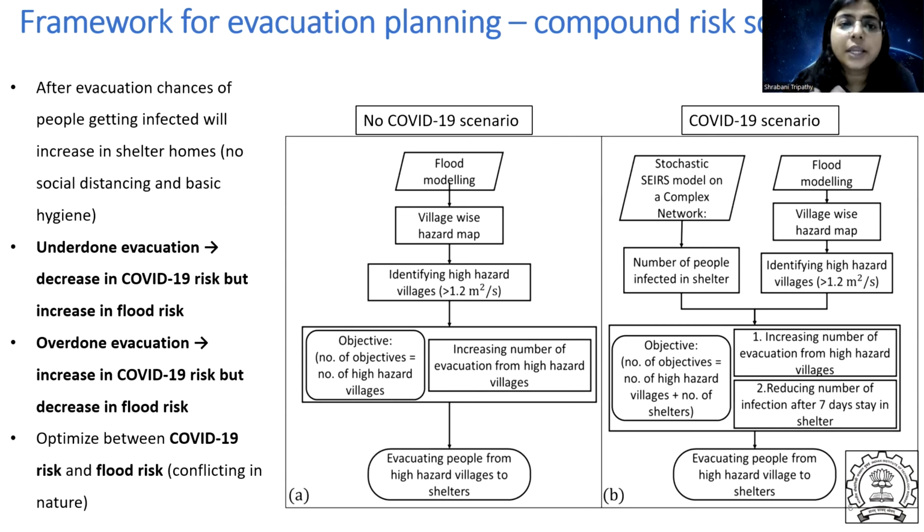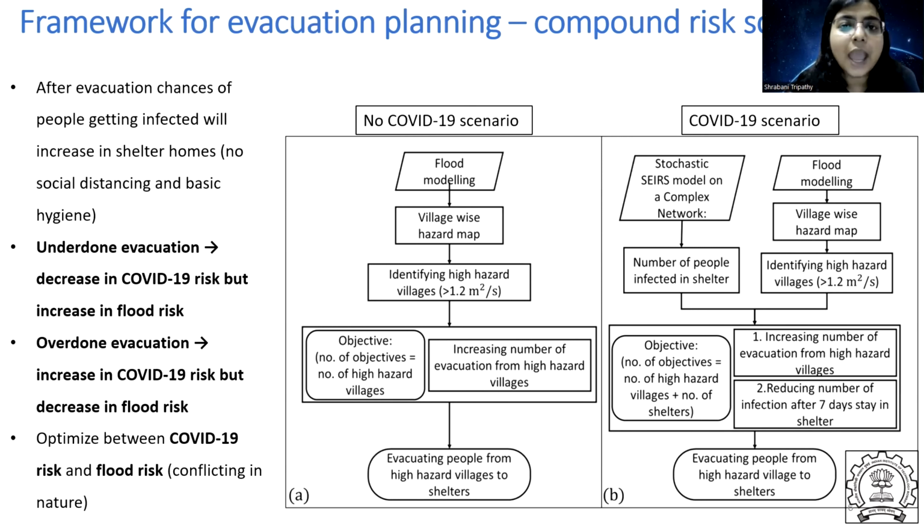However, in the current COVID-19 like scenario, another objective comes into the picture of evacuation planning, which is to keep the COVID-19 infection under control. So if we overdo the evacuation, the flood risk may be minimized, but the chances of an outbreak of COVID-19 is very high post the flood. Similarly, if we underdo the evacuation, the chances of people getting affected by the flood is very high. So these two objectives are conflicting in nature.